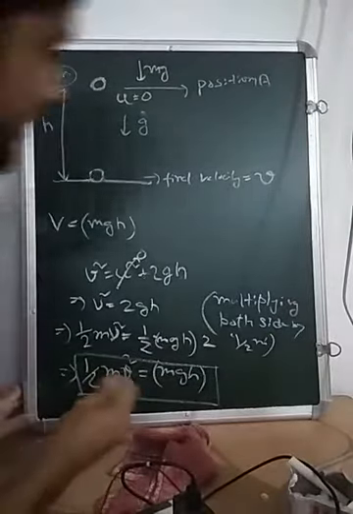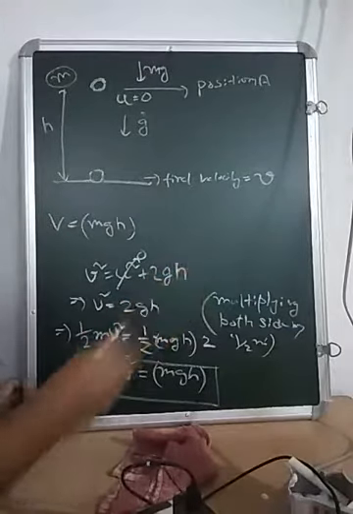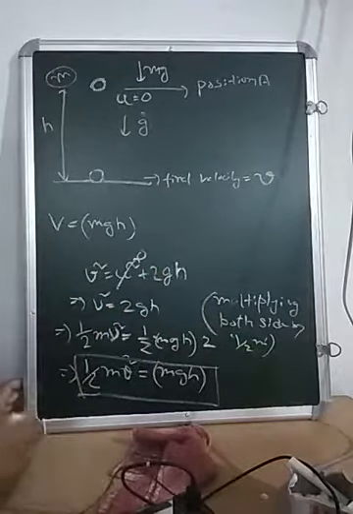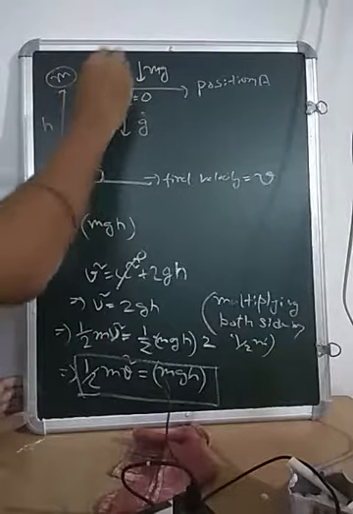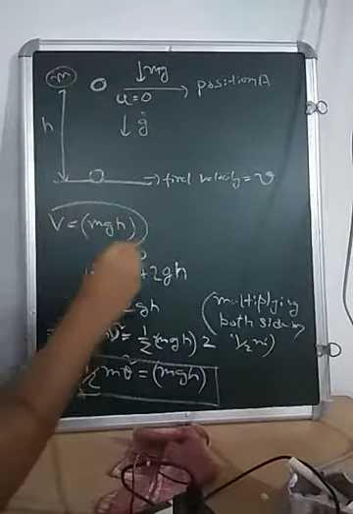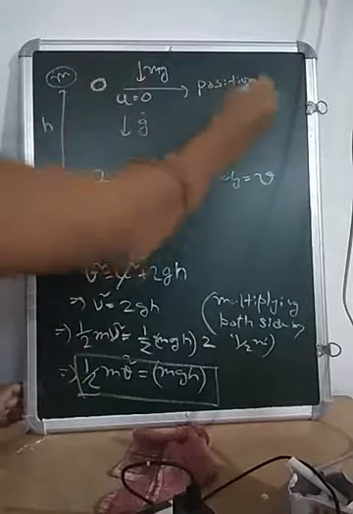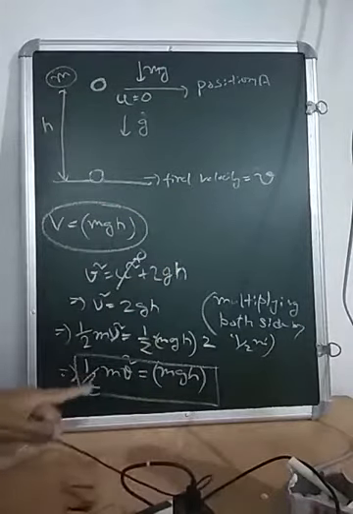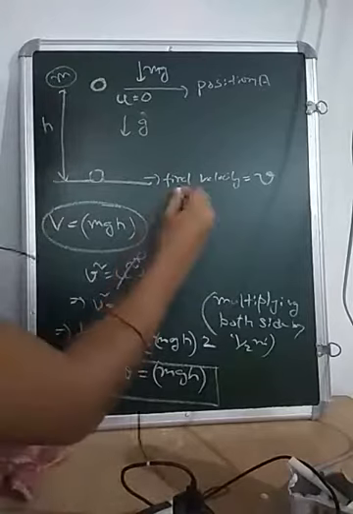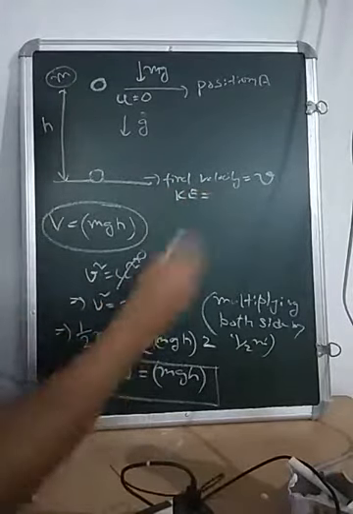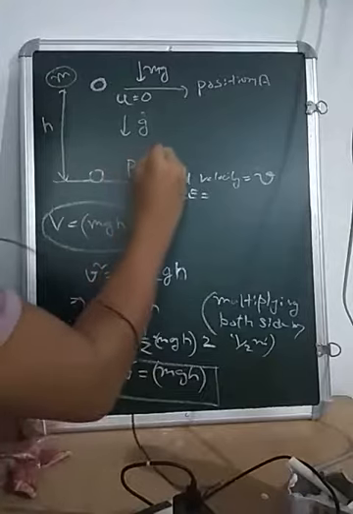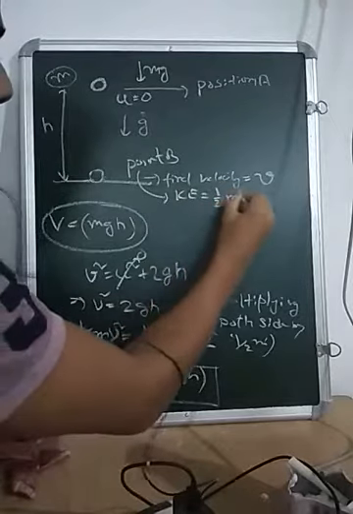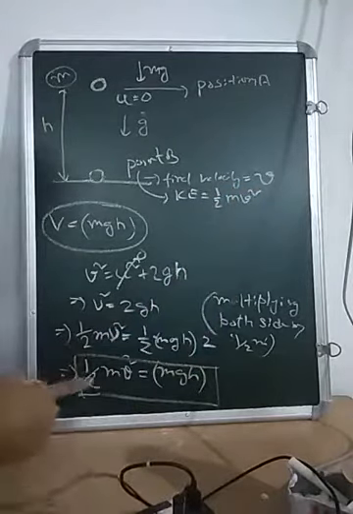From here we can say that this will also lead us to the concept of conservation of energy. Initially it is at rest at height h. So what is the potential energy at point A? At point A, potential energy is m g h and kinetic energy is how much? Suppose this is point B. At point B, kinetic energy is half of m v square, and we get half of m v square equal to m g h.